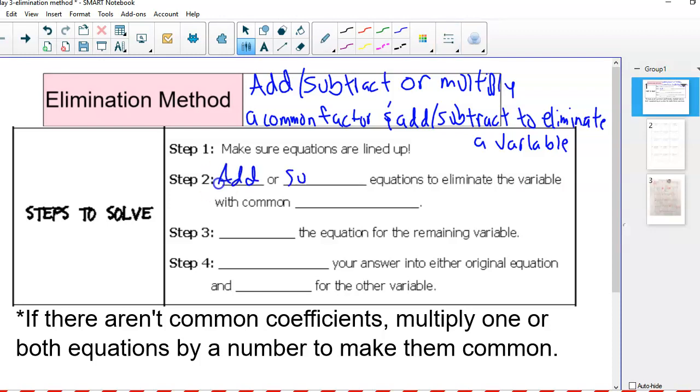Add or subtract the equations to eliminate the variable with a common coefficient. Solve the equation for the remaining variable. Substitute your answer into either original equation, and solve for the other variable.